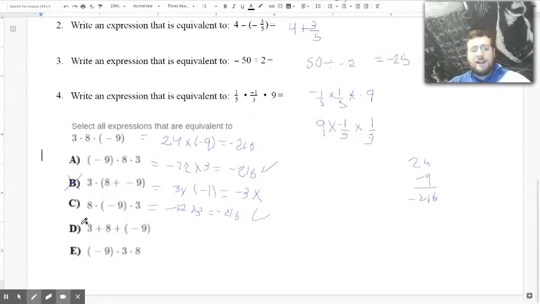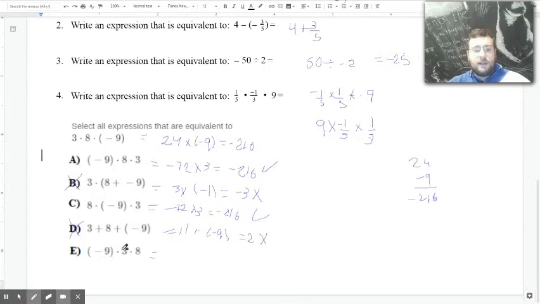This one, it's pretty obvious that it's not going to be right, because if you add instead of multiply, there's no way you're going to get the same answer. And in fact, this becomes 11 plus -9, which is the same thing as 2, so far from being the right answer. Okay? The next one, again, is the same statement in a different order, so you should get the same answer.